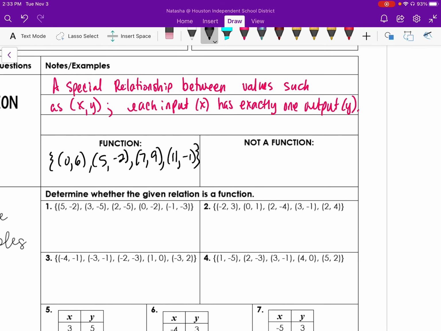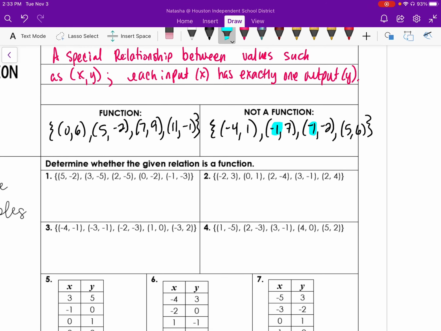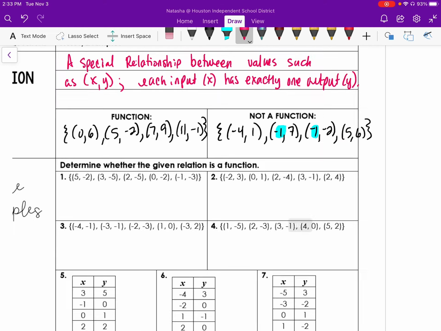Now, what is not a function is if I give you (-4, 1), (-1, 7), (-1, -2), and (5, 6). If you notice here, this -1 x value goes to both 7 and -2. So it's not a unique x value, and that's why it's not a function.